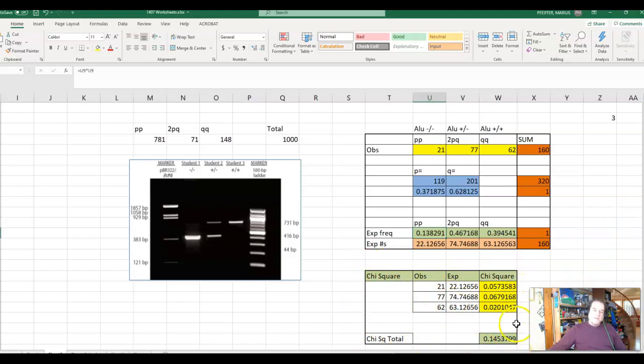So I've gone ahead and set this up so it'll run a chi-squared test right here. All right. And so I've got my observed frequencies. That's 21, 77, and 62 in these three categories.